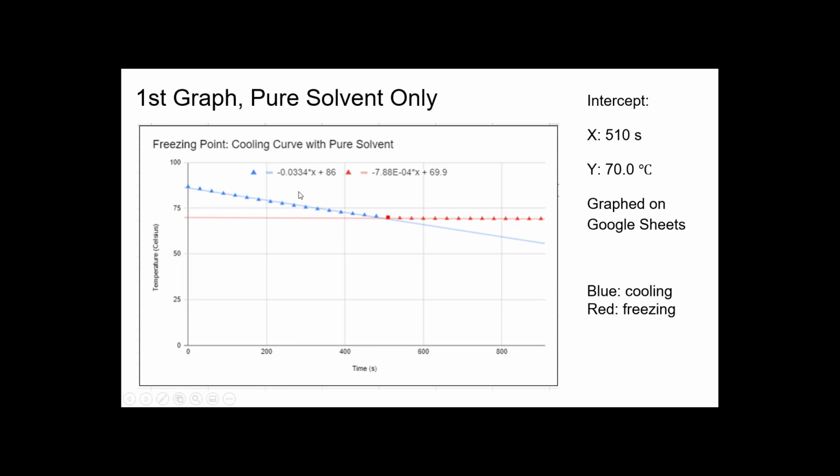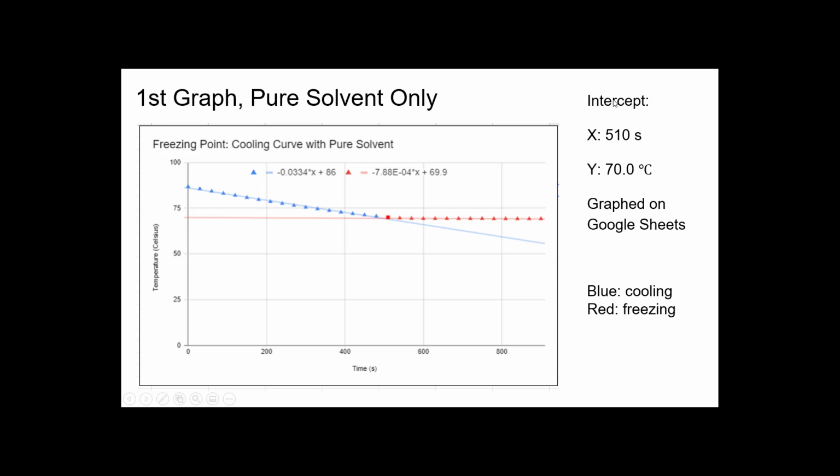Again, I use Google Docs. The blue is the cooling, where it's going down, and where they connect, where the little square is, I put that little dot there. It wasn't like that. This is now freezing, where it's plateauing. So you need two equations on both graphs. One graph should have two equations, and the next graph should have two equations.